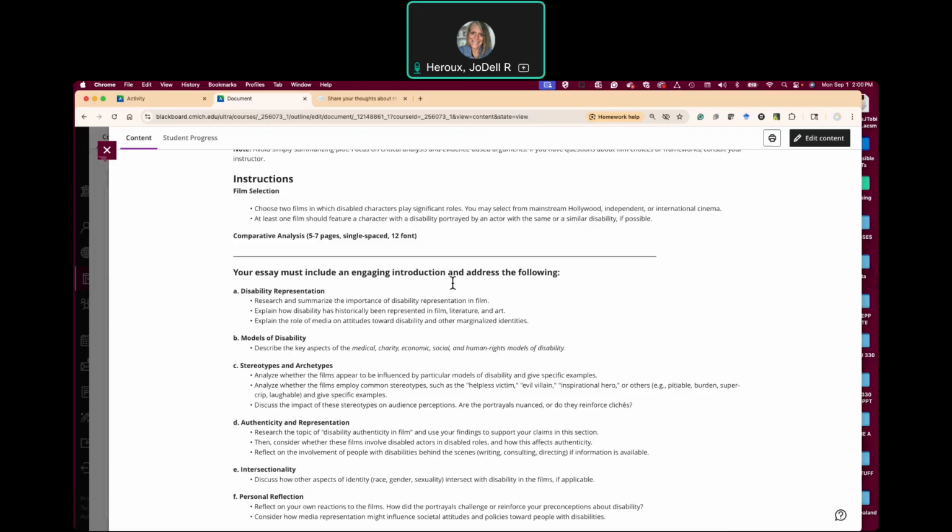Yes, you're going to have to cite some sources when you're talking about the models of disability and the stereotypes of disability. The likelihood is you'll use the text to support some of the things you're saying. So you do have to support your claims, but your analysis is yours. How you think about the films and how you think about disability being represented, that's yours. It's intended to be more engaging and more interesting than your typical research paper.